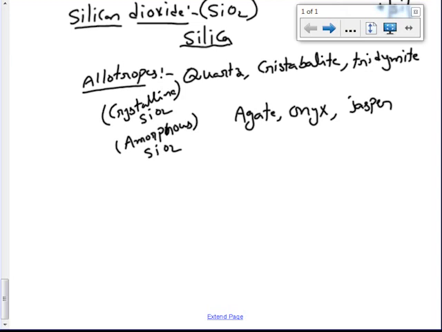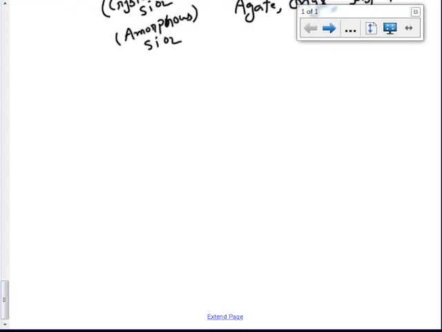And in the solution chapter or the solid state chapter, the example for a crystalline solid is quartz, perfect crystal, SiO2. So the crystalline forms of SiO2 are quartz, cristobalite and tridymite. Amorphous forms of silicon dioxide are agate, onyx and jasper. Now we will discuss the structure, preparation and properties of SiO2.